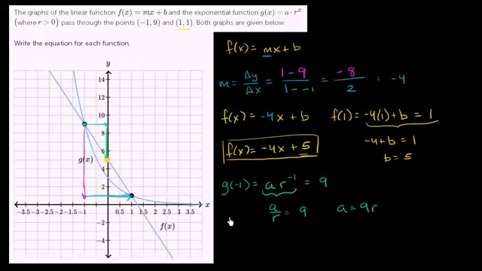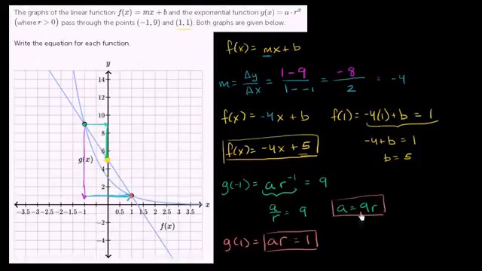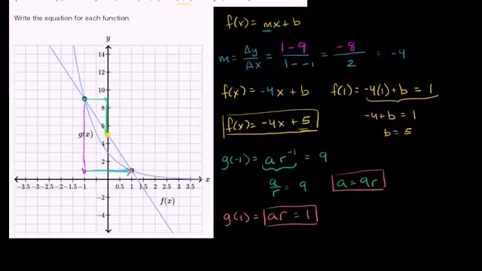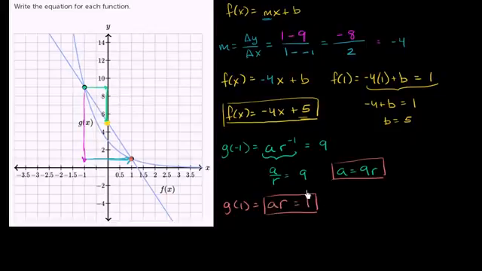Now let's use this other point. This other point, they tell us that g of 1, which would be the same thing as a times r to the first power, or just a times r, is equal to 1, or a times r is equal to 1. So how can we use this information right here, a is equal to 9r and a times r is equal to 1, to solve for a and r? Well, I have a little system here. It is a nonlinear system, but it's a pretty simple one.